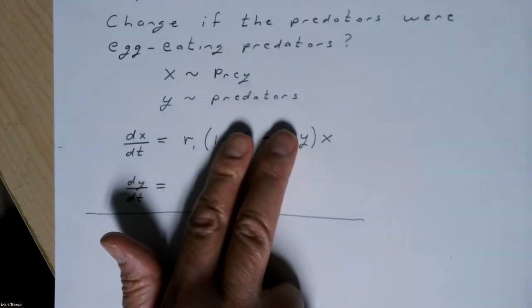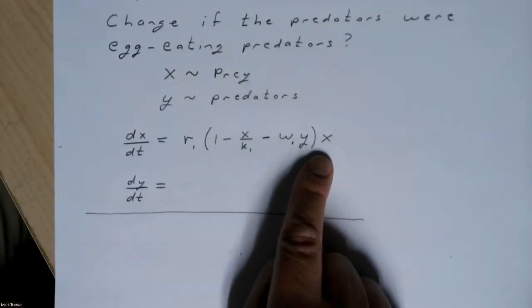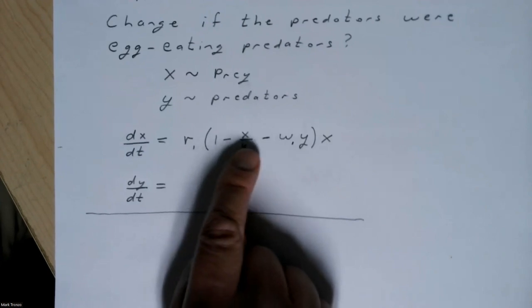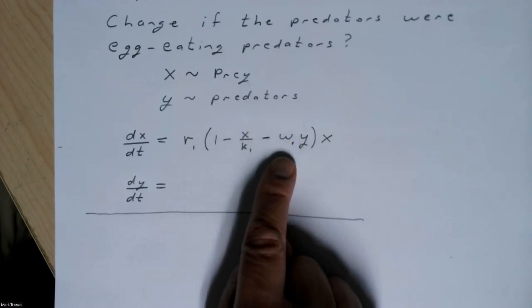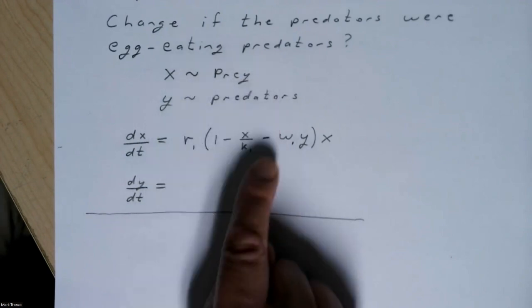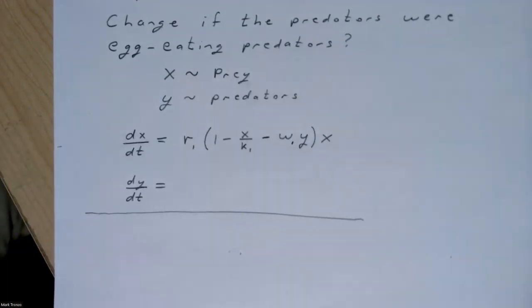So again, let's review what we have here. Remember, normally this term is going to be the birth rate times the number of prey there are around. And then we reduce this based on the carrying capacity. But now we're also going to reduce this based on the fact that the predators are going to eat the eggs of prey. So that's going to also reduce the birth rate.